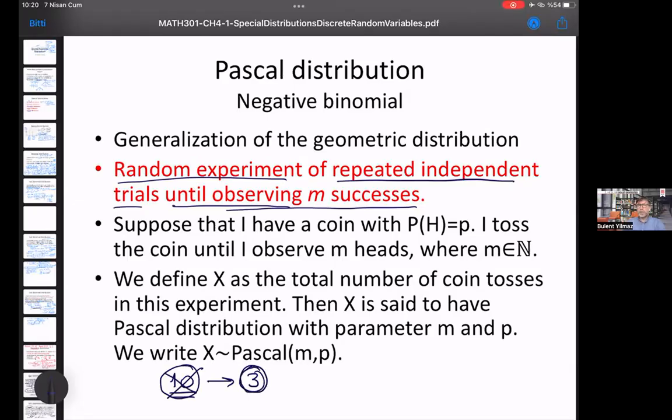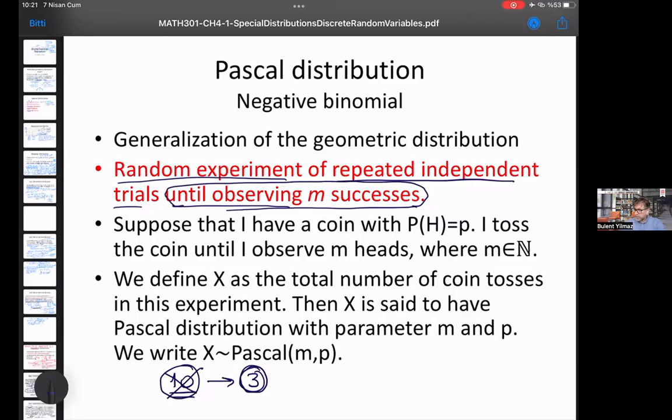Okay, flip a coin, see what it is. Heads. Okay, count 1. Flip a coin, tails. Don't count it, but the total count becomes 2. Flip a coin, tails. The total count is 3, but the number of heads is 1. Okay, that's how you do it. Repeat the random experiment until you observe m successes. Okay, that's the main idea.